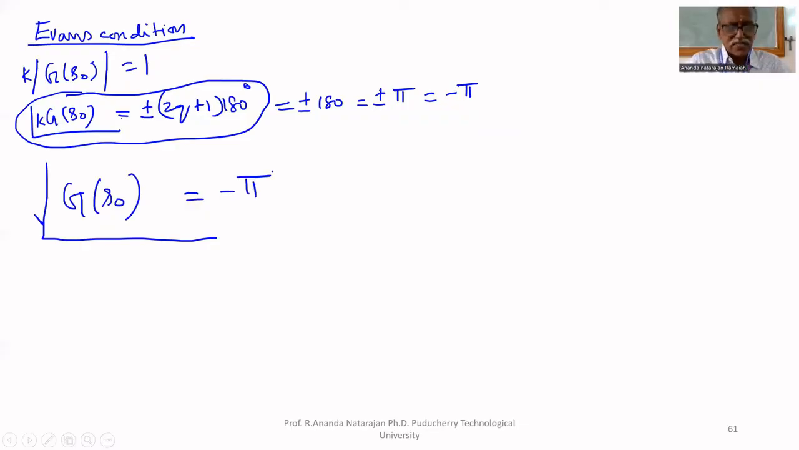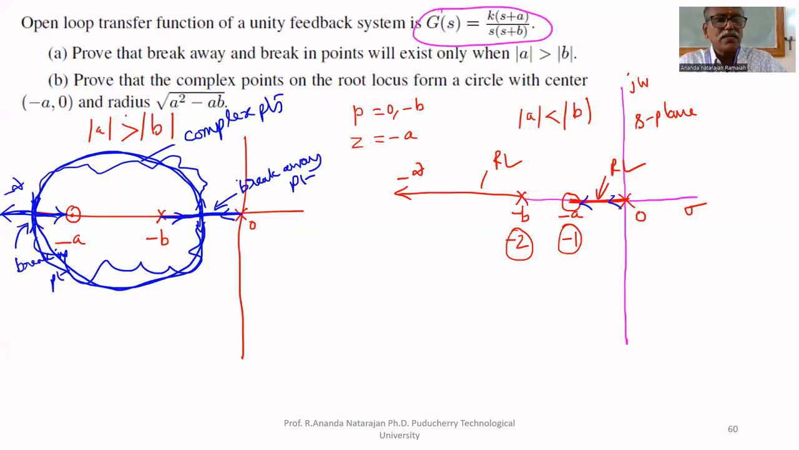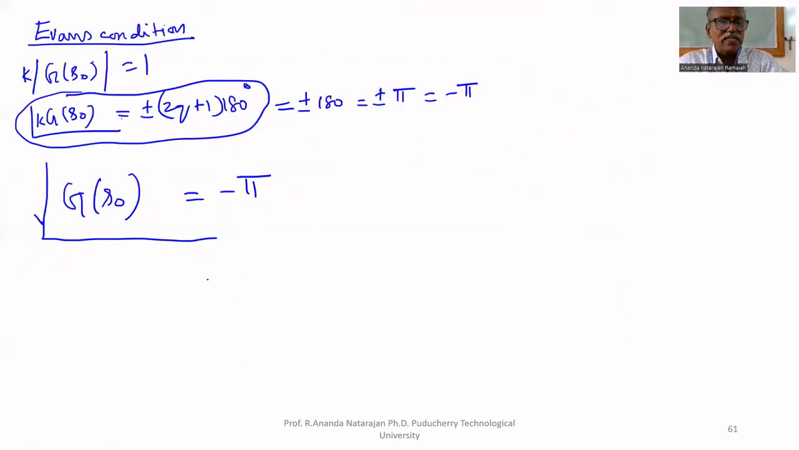What is S naught? S naught is a complex point, which means both the real part as well as the imaginary part will be there. If we select any point S naught on this, it is equal to sigma plus j omega. Am I correct or not? Therefore, the angle of G of sigma plus j omega is equal to minus pi.